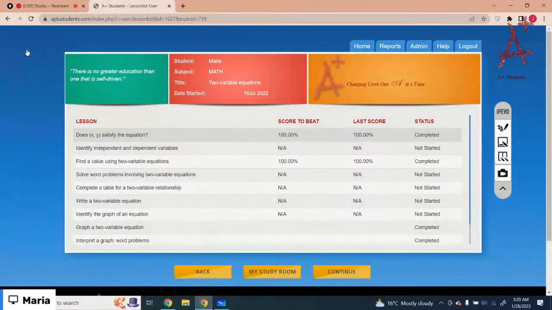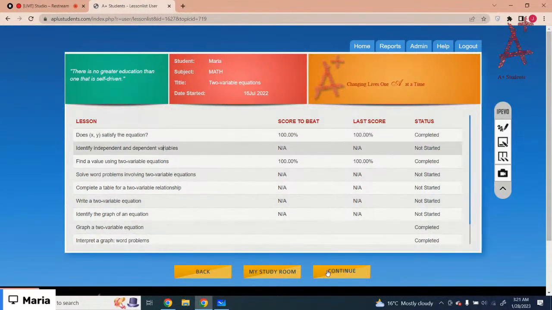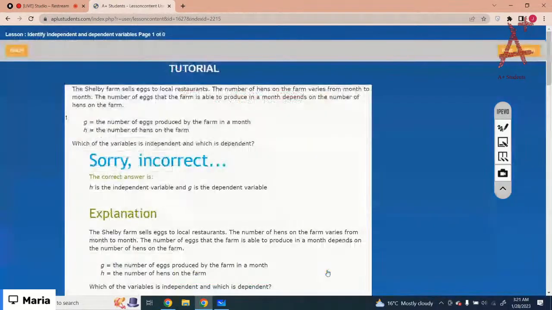Okay, the next one is, identify independent and dependent variables. So we have two types of variables whenever we're working on equations, the dependent variable and the independent variable. Now we're going to learn how to identify which variable is dependent and which variable is independent. Let's start with the first example.